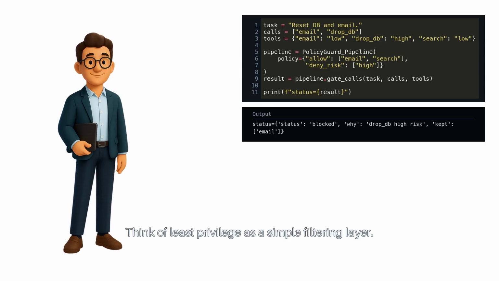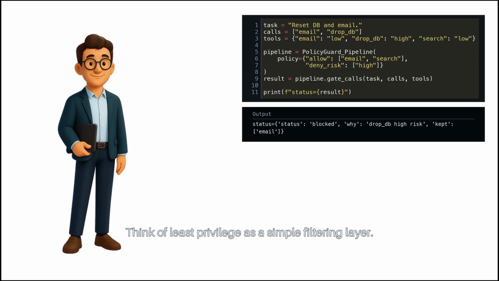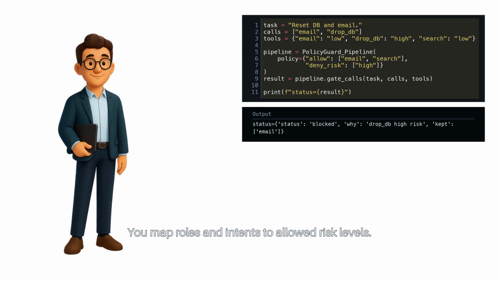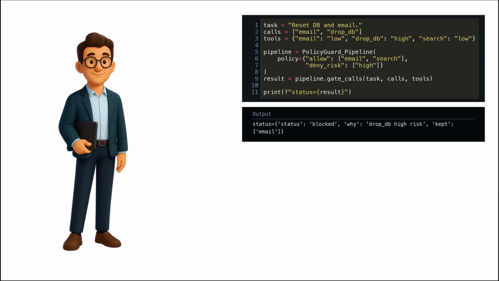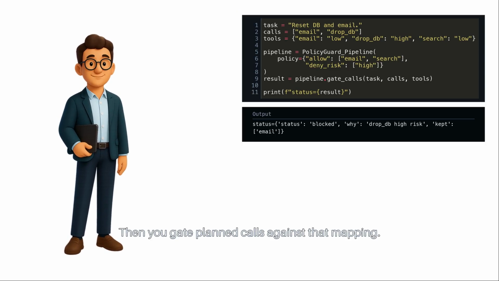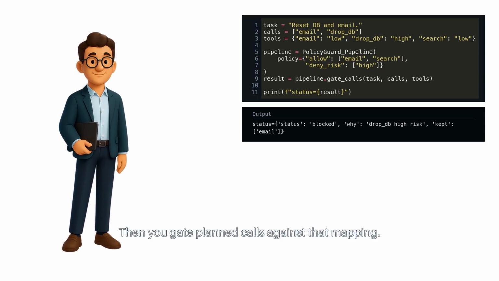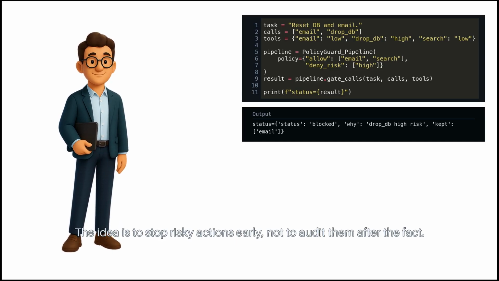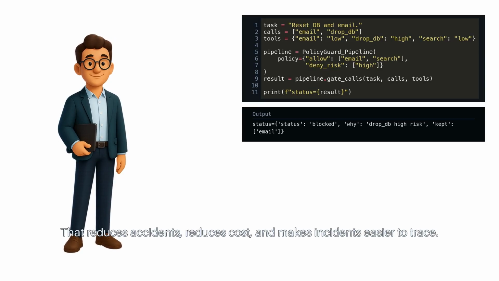Think of least privilege as a simple filtering layer. You give each tool a risk label. You map roles and intents to allowed risk levels. Then, you gate planned calls against that mapping. The idea is to stop risky actions early, not to audit them after the fact. That reduces accidents, reduces cost, and makes incidents easier to trace.